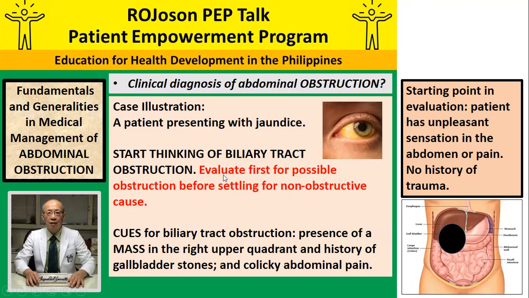So that is the algorithm. Rule out possible obstruction first before you settle for non-obstructive jaundice. So the cues for a biliary tract obstruction, again, are the presence of a mass in the right upper quadrant and a history of gallstones, if he has a previous gallbladder ultrasound that shows gallstones. Another cue will be colicky abdominal pain, especially on the right upper quadrant. All these cues will point to a biliary tract obstruction.